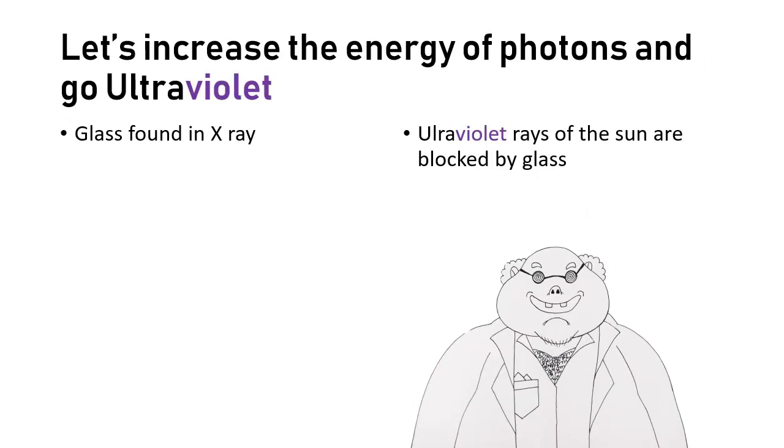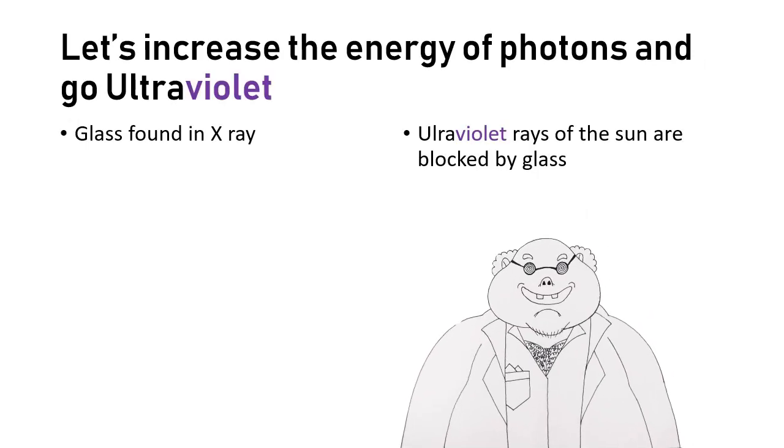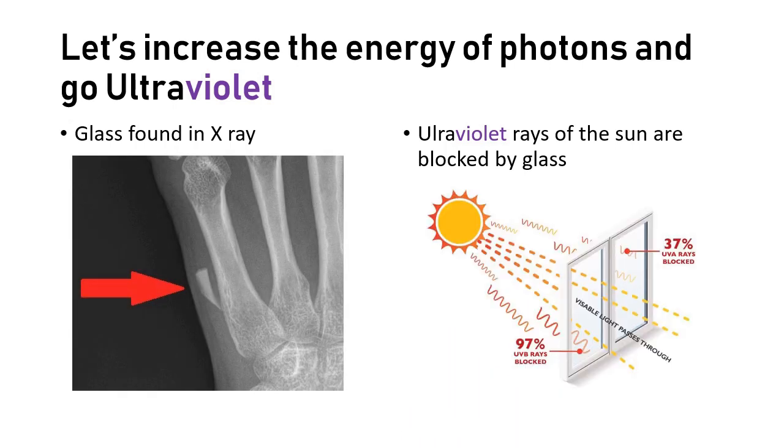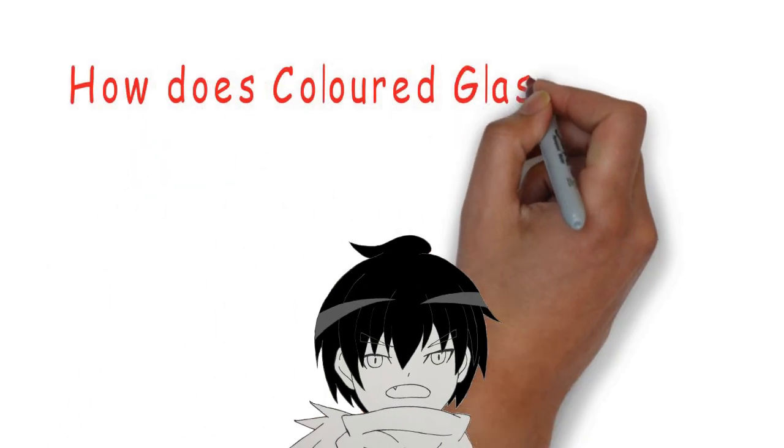But what if we increase the energy of photons? That is, if photons of ultraviolet light or X-rays pass through glass, then the photons would get absorbed. This is one of the reasons why glasses are used for protection against ultraviolet rays of the sun. So, what about colored glass?